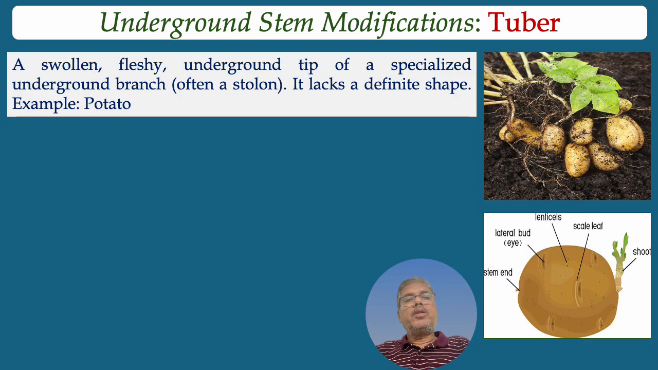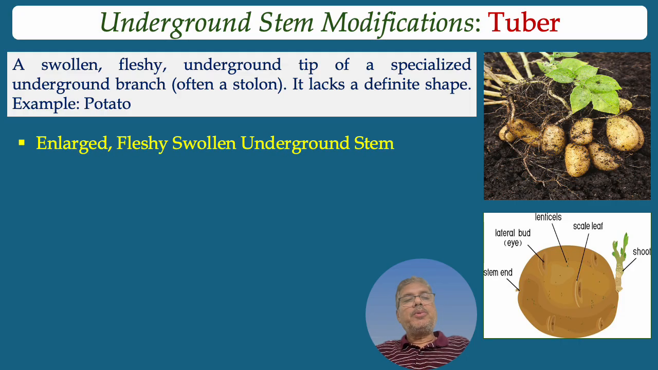A stem tuber is a swollen, fleshy underground tip of a specialized underground branch, often a stolon. It lacks a definite shape. An example is potato. Tubers are characterized by the enlarged, fleshy underground stem, which is the most prominent feature.